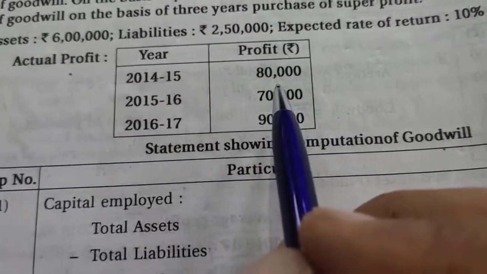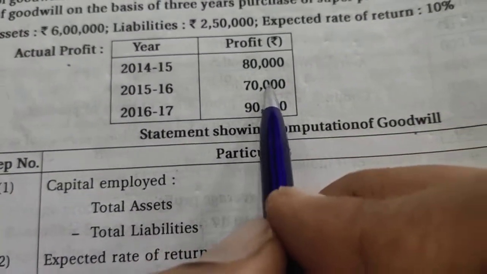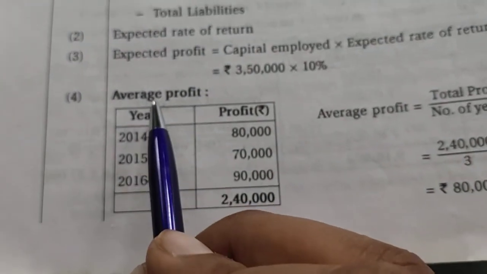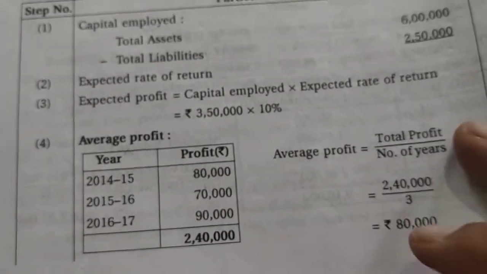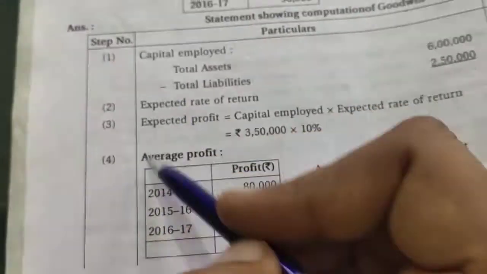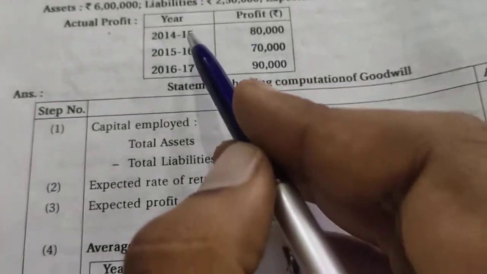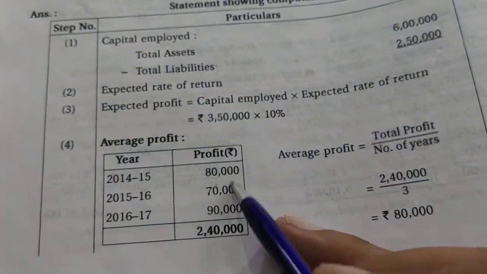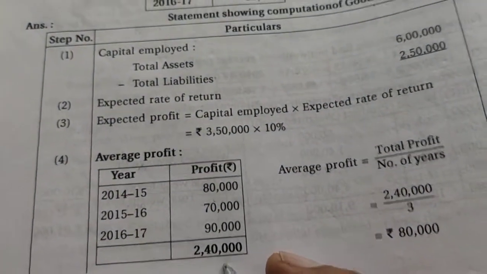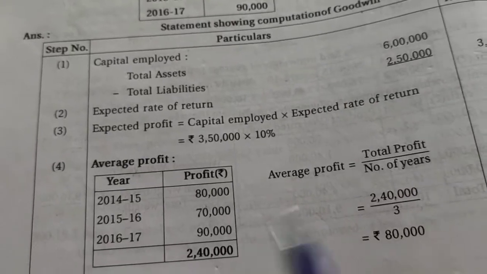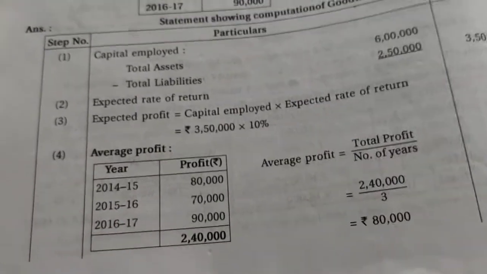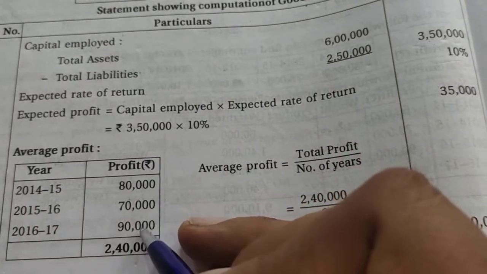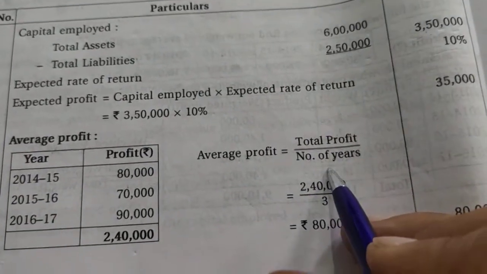The fourth step you can realize from here: 80,000, 70,000, the smaller number is there, so you have to calculate average profit. How to calculate? Write out the years from here: 14, 15, 15, 16, 16, 17. Then write down the profit and total the profit. The total will come to 2,40,000. Then what is the formula? Previously we did average profit as total profit upon number of years.